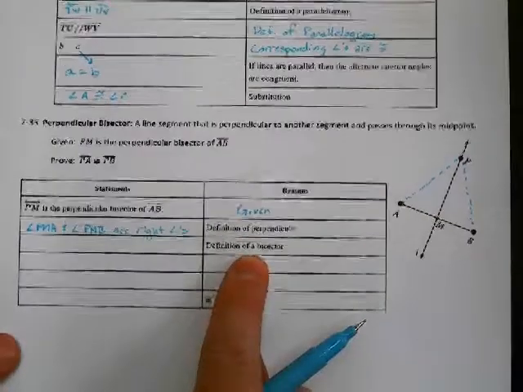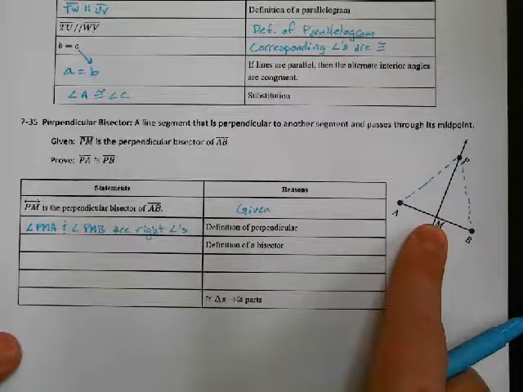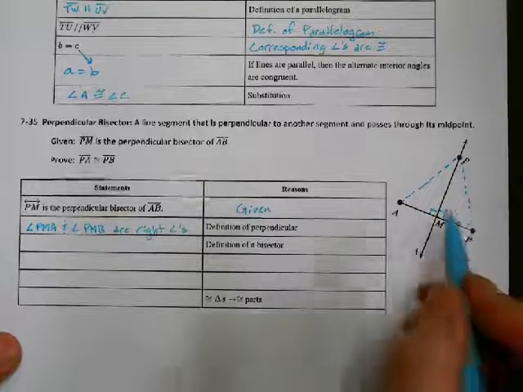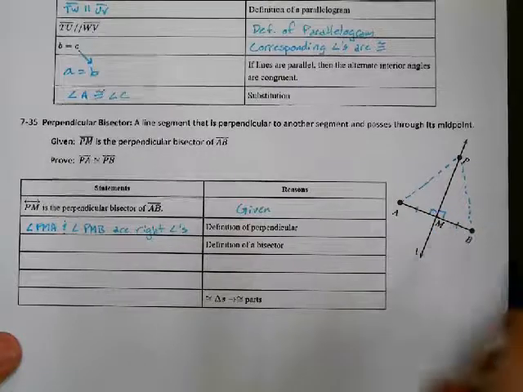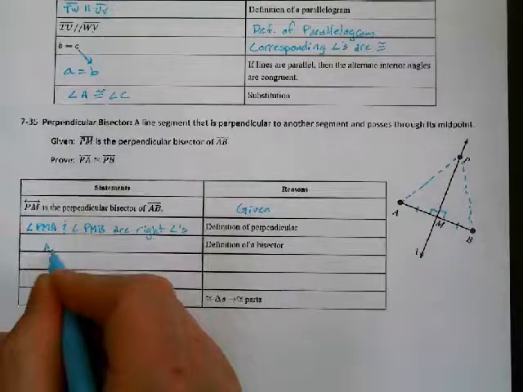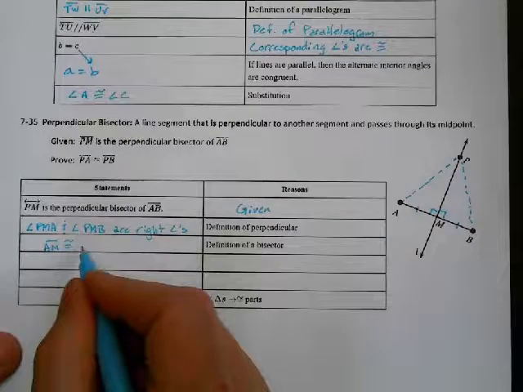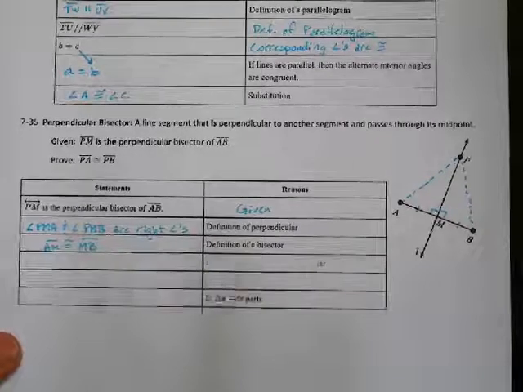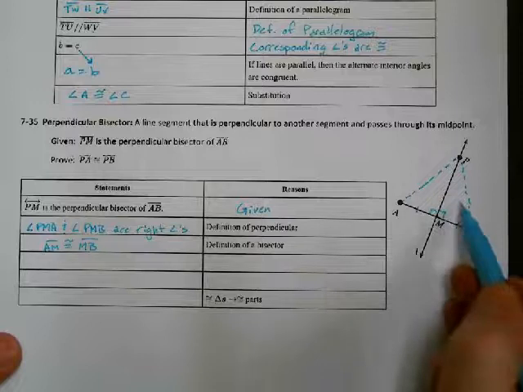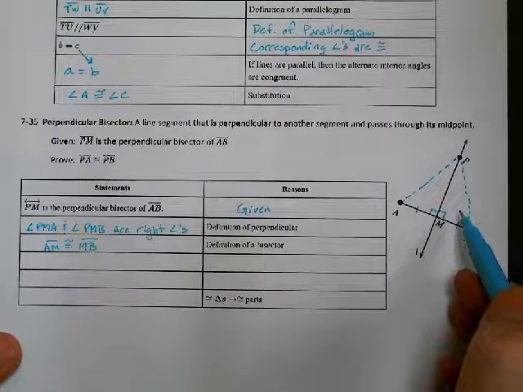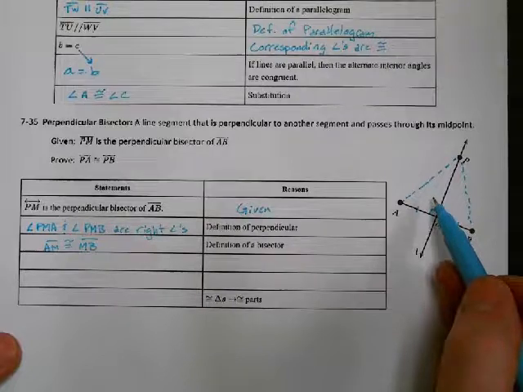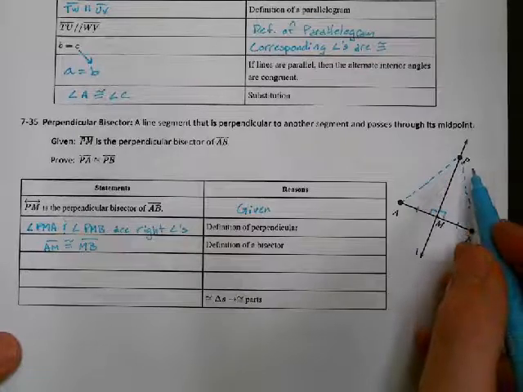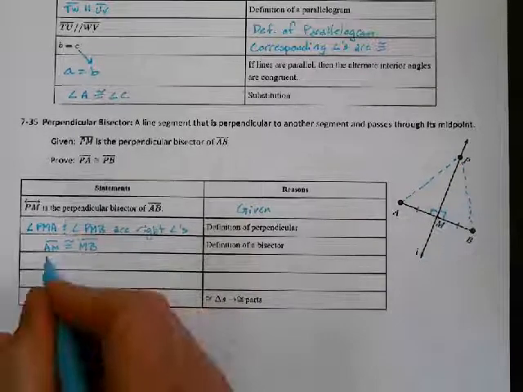Definition of a bisector. Well, bisector means that you're splitting it up into two congruent parts. So we can say, oh, we just proved that these are both 90. We can say that AM is congruent to MB by the definition of bisector. Now our goal here is to prove that these two are congruent. Now look, we've got two triangles here. So if we can prove the triangles are congruent, then the corresponding parts of the triangles are congruent. So we're going to say that PM is congruent to itself by the reflexive property.